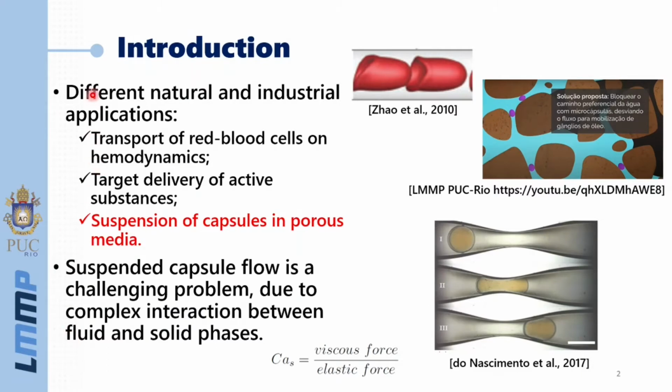Flow of suspended capsules can be found in different applications, from red blood cells to suspension of capsules in porous media. Red blood cells in biological systems have received a lot of attention over the years. We can find different numerical and experimental analyses on finding what parameters affect the flow. For instance, some diseases can modify the stiffness of the cell membrane, affecting blood circulation.